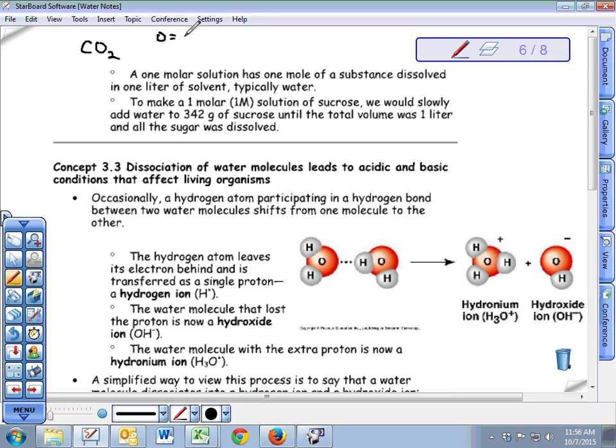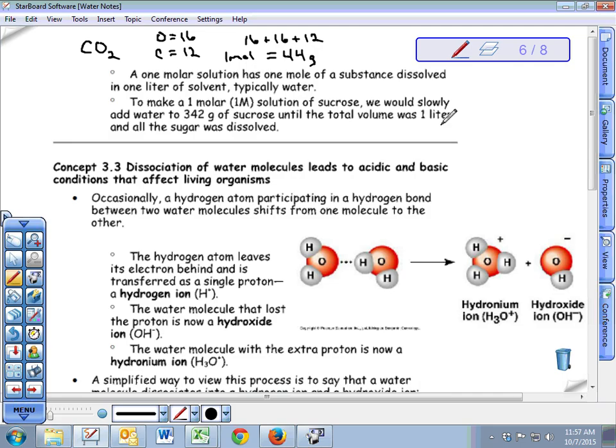The molecular mass of oxygen is 16. The molecular mass of carbon is 12. So we've got 16 plus 16 plus 12. That's 32, 42, 44. The molecular mass of one molecule of carbon dioxide is 44. So that means 1 mole of carbon dioxide is 44 grams.